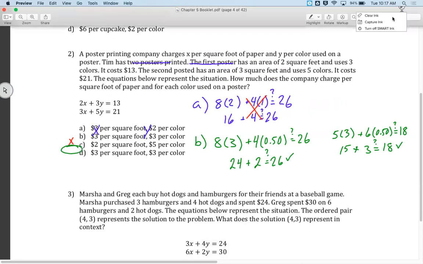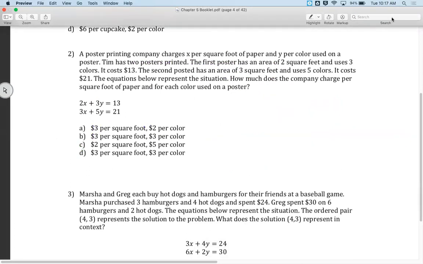All right, let's look at number 2. A poster printing company charges X dollars per square foot. So I'm going to go ahead and underline that. And Y dollars per color used. Tim has 2 posters printed. The first poster has an area of 2 square feet and uses 3 colors. It costs $13. So that's the first equation, 2x plus 3y equals 13.